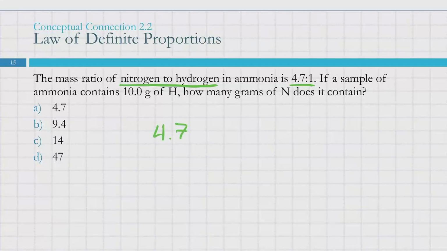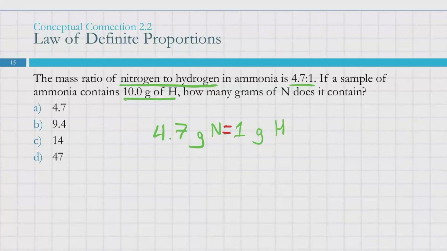So the 4.7, is that our nitrogen or hydrogen? That's our nitrogen. So 4.7 grams of nitrogen to 1 gram of hydrogen. And this we can basically use as a conversion factor. So if we swap out the colon here, we make it an equal sign. For every 1 gram of hydrogen we have, we would expect to have 4.7 grams of nitrogen. We were also given this 10.0 grams of hydrogen.